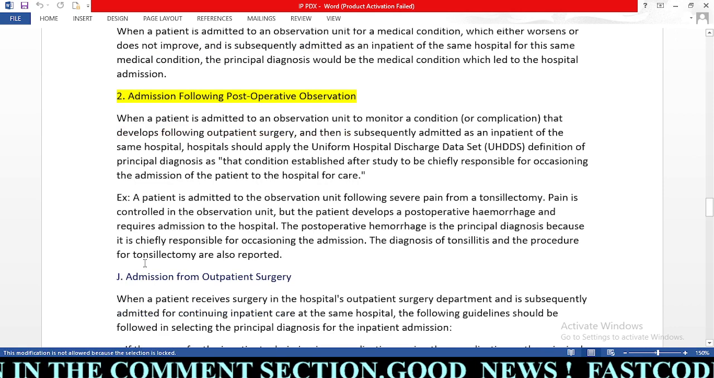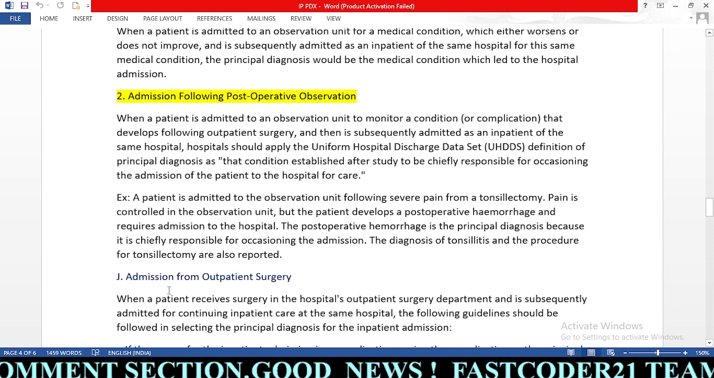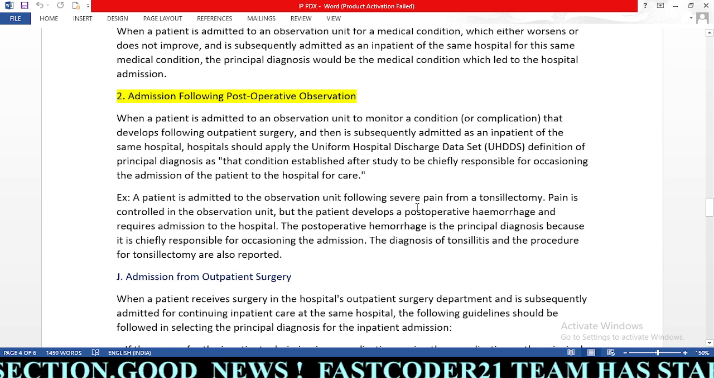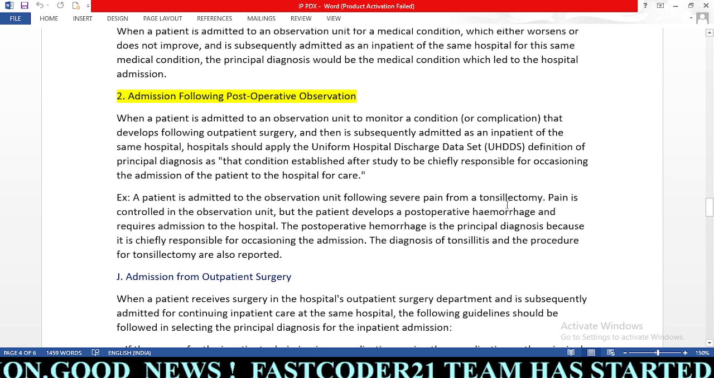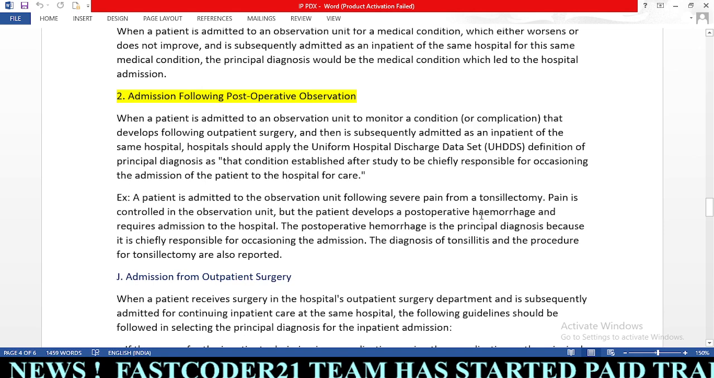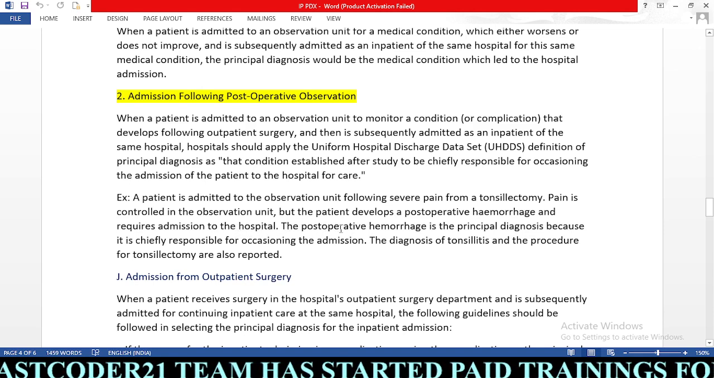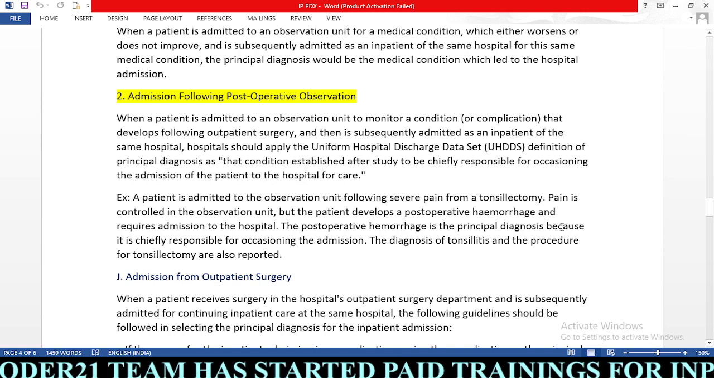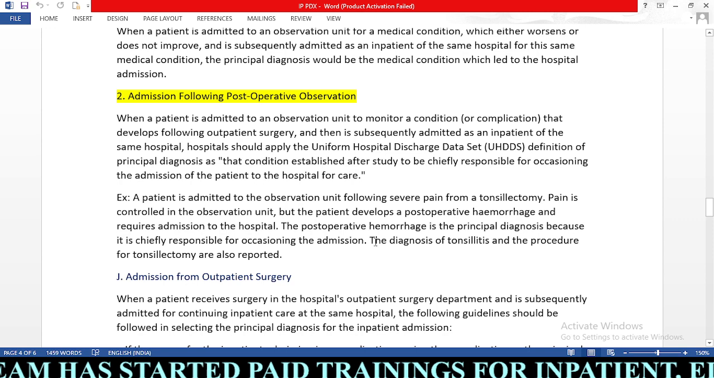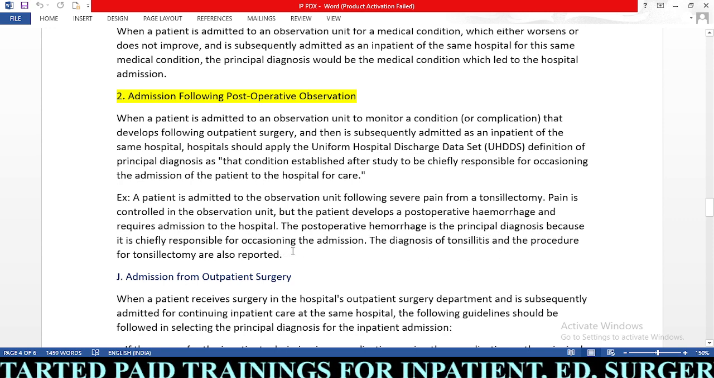So we have one guideline, admission following post-operative observation. We have an example here. A patient is admitted to the observation unit following severe pain from a tonsillectomy. Okay. Pain is controlled in the observation unit, but the patient develops post-operative hemorrhage and requires admission to the hospital. Okay, the post-operative hemorrhage is the principal diagnosis because it is chiefly responsible for occasioning the admission. The diagnosis of tonsillitis and the procedure for tonsillectomy are also reported.